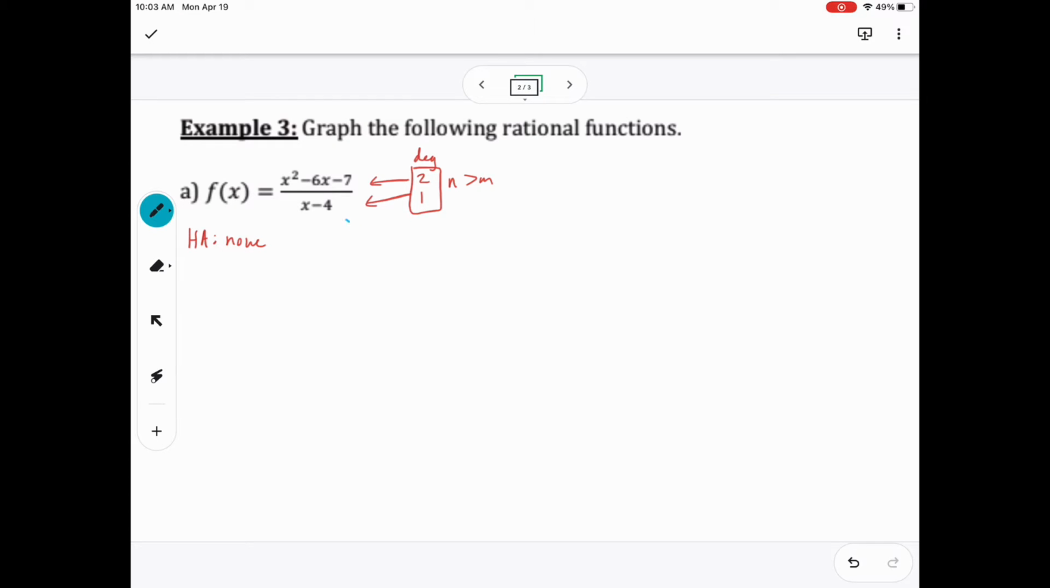Now, vertical asymptote, just done as normal. Set the denominator equal to 0 and solve. That gets me x equals 4. Then from there, I want to find my slant asymptote. So I'll take the division of the bottom from the top and see what I get.